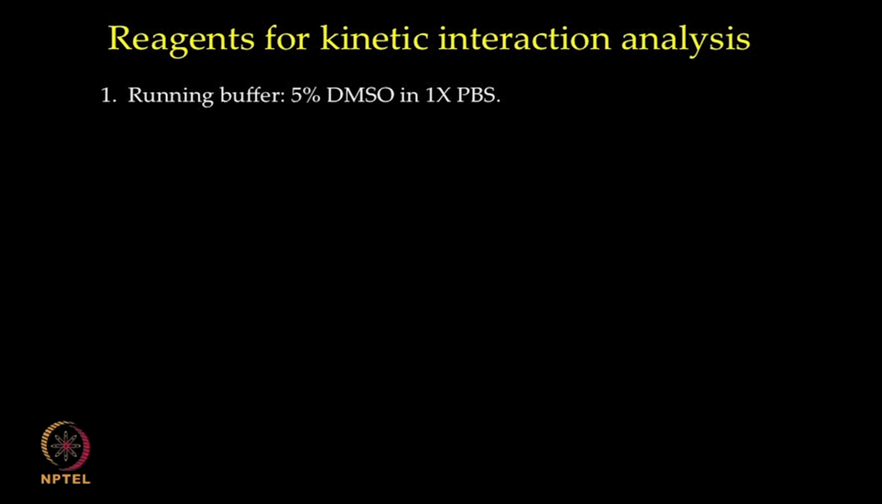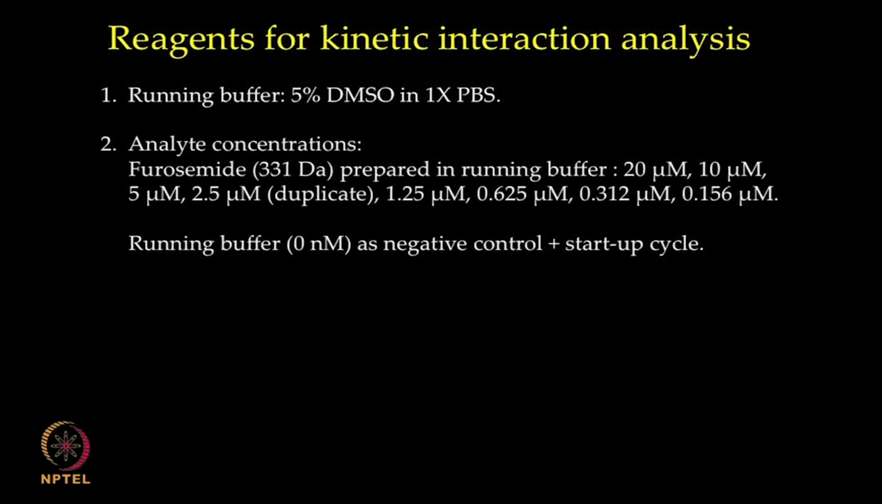We prepare a running buffer of 5% DMSO in 1x PBS. We will be preparing a total of 8 concentrations of furosemide starting from 20 micromolar, 10 micromolar, 5 micromolar, 2.5 micromolar, 1.25 micromolar, 0.625 micromolar, 0.312 micromolar and 0.156 micromolar using a 2-fold serial dilution in the running buffer, with 2.5 micromolar concentration in duplicate. Running buffer will be used as a zero concentration negative control as well as in startup cycles. A wash solution is prepared with 50% DMSO in water.